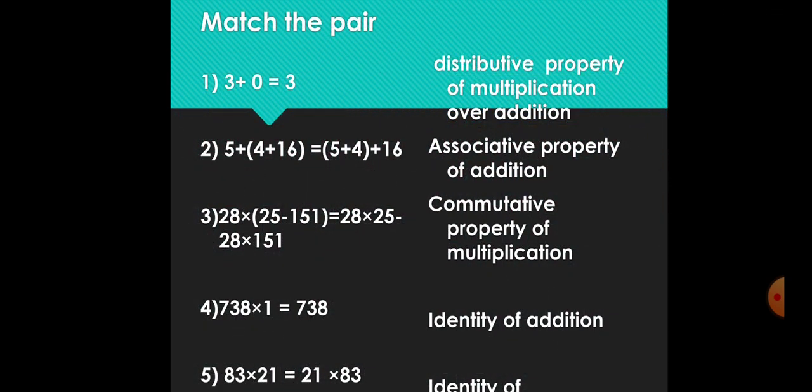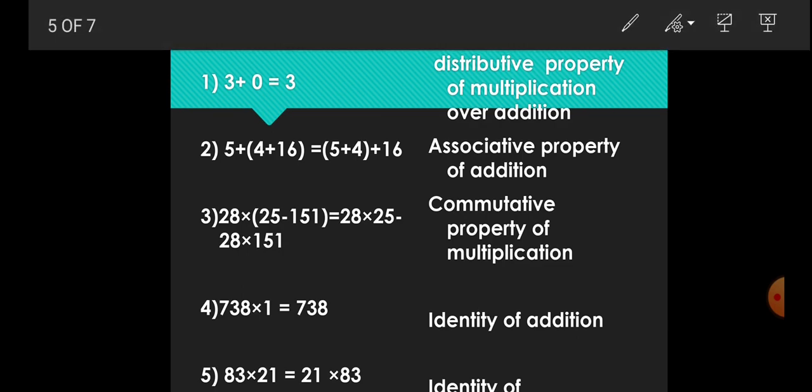Now we have learned all the properties. So solve this matching pair. 3 plus 0 equal to 3. 0 is the additive identity. So 3 plus 0 equal to 3 means which property is it? Identity of addition.